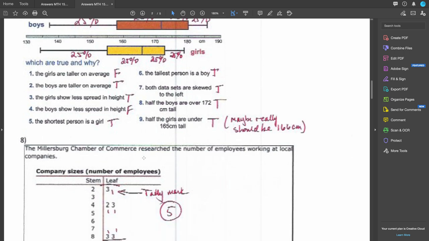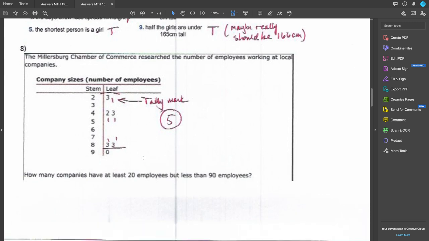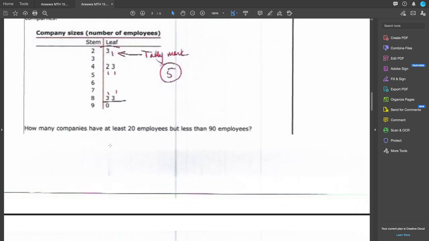Okay, Millersburg Chamber of Commerce. How many companies have at least 20 employees but less than 90? Well, I drew this line here because that's 90, so you have to be less than that. And if you have at least 20, all of these stems and leaves are at least 20, because there are no 10s or zeros underneath there. So how many scores? 1, 2, 3, 4, 5. There are 5 total scores.